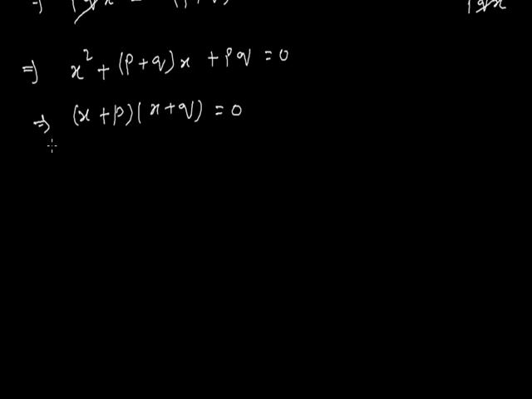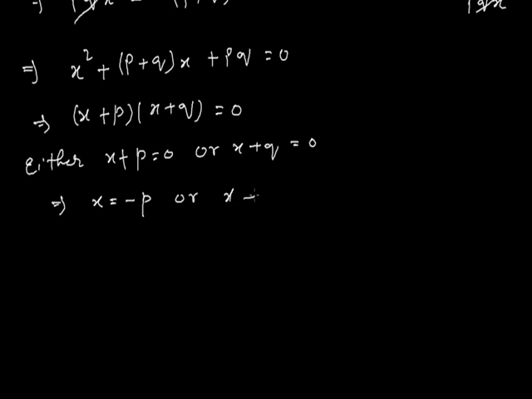Here, either x + p = 0 or x + q = 0. Then we imply that either x = −p or x = −q are the roots of the given equation.